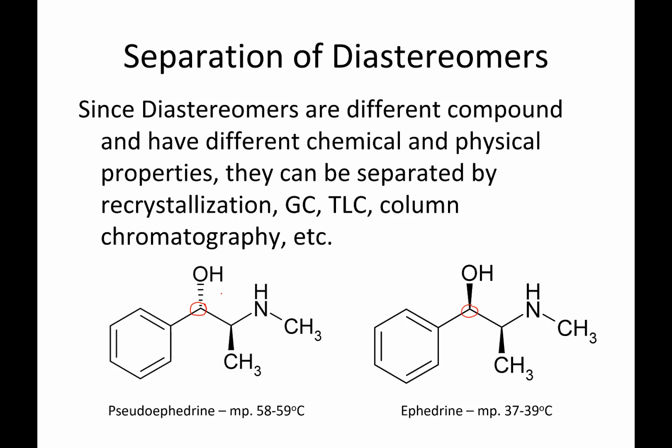These two chiral centers are opposite each other. And I know that because one's bold and one's dashed with the OH, and then the H has the opposite wedge. So those two chiral centers are opposite each other. And these two chiral centers have the same orientation, so they're the same. If you remember back to Wednesday when we were talking about diastereomers, we said diastereomers have one chiral center the same and at least one chiral center opposite. So that's the case here. One chiral center is the same and one chiral center is the opposite. Ephedrine melts at 37 to 39 degrees.